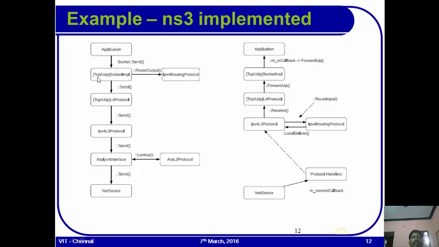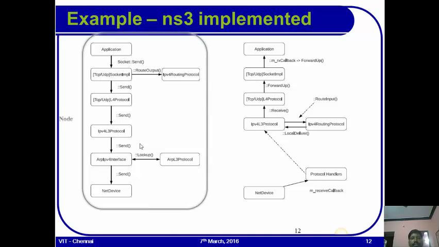We have a socket implementation, IPv4 routing. We have a protocol to send and receive the information. We have an interface, we have a net device. The same setup could be configured in the destination node as well. This is what we call a node.